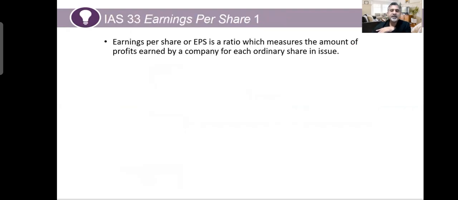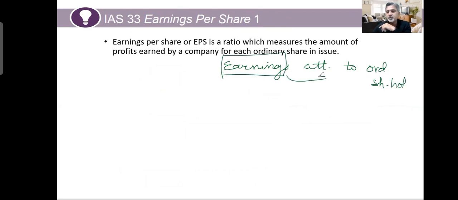Earnings per share, EPS. EPS is a ratio which measures the amount of profits earned by a company for each ordinary share. So we call the word here earnings. If you ask me the word, I would say earnings attributed to ordinary shareholders. So not preference shares, ordinary shareholders. Those earnings which are available to ordinary shareholders. And which are these earnings? It is profit after tax, okay? After tax, which means that you have paid interest, you have already paid preference dividends, you have already paid your taxes. So everything has been paid out. We call it PAT, profit after tax.